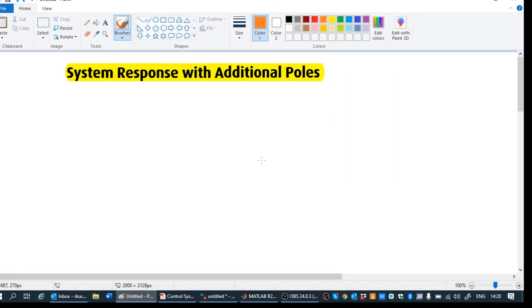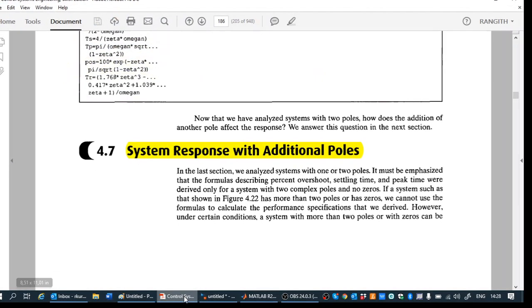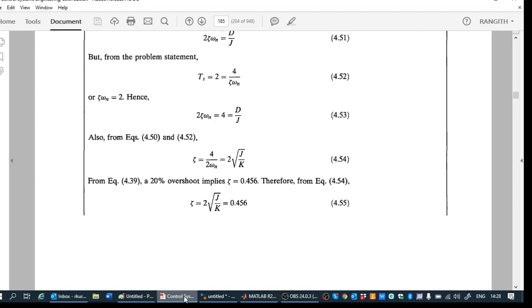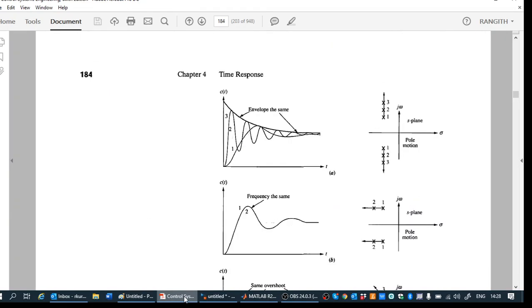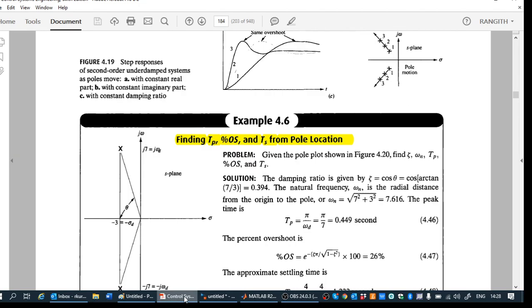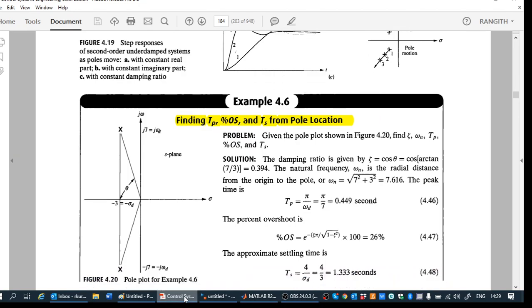Okay guys, the next thing that we're going to look at is the systems with additional poles. So where we stopped off in our last class was where we looked at how a second order system functions, and we did two examples. The last one was where we had to find the second order characteristics using the pole locations. So this is where we were when we stopped.